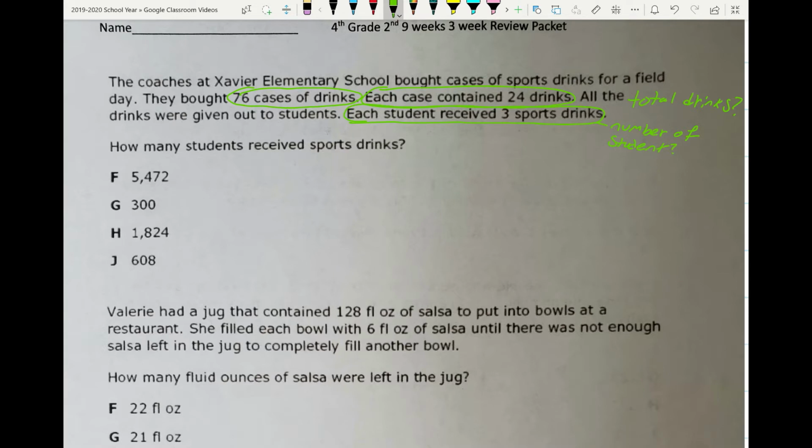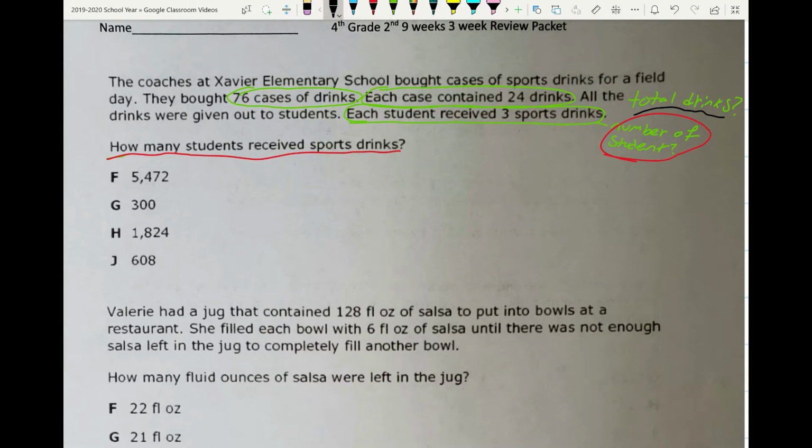That's missing. Okay, let's read the question. How many students receive sports drinks? Oh, so that's what I actually asked right here. How many students? What is the number of students? I actually don't know. So, let's see. First off, what do we need to do? Well, like I said up here, do I know the total of drinks? No. So let's go ahead and find that.